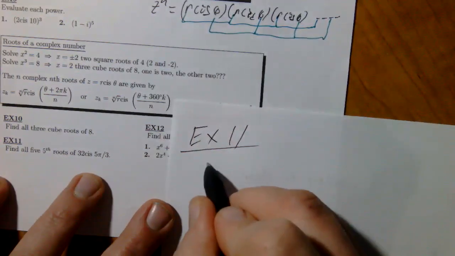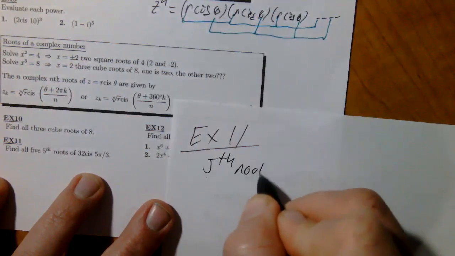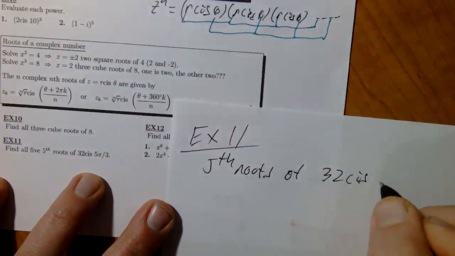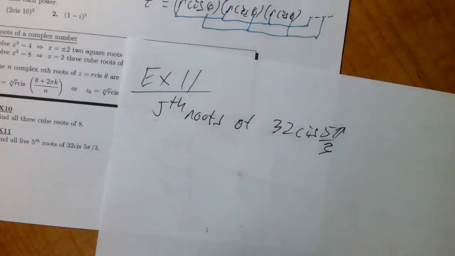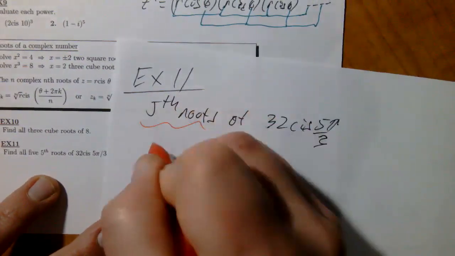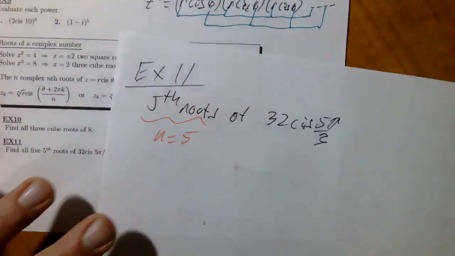Let's say I wanted to find the 5th roots of something like 32 cis 5 pi over 3. Okay, so I mean, you can play around with this crazy formula if you like, right? But think of it as, in this case, n is 5.